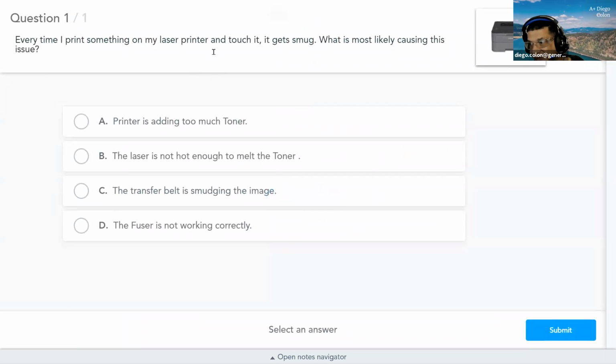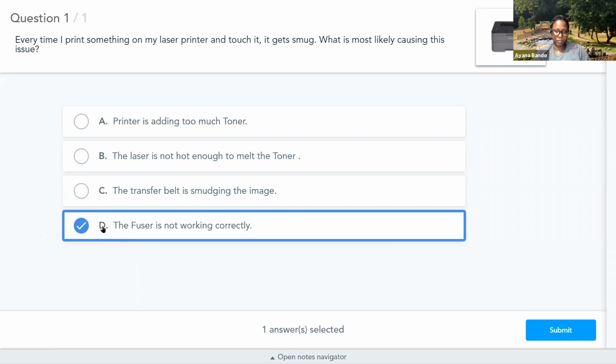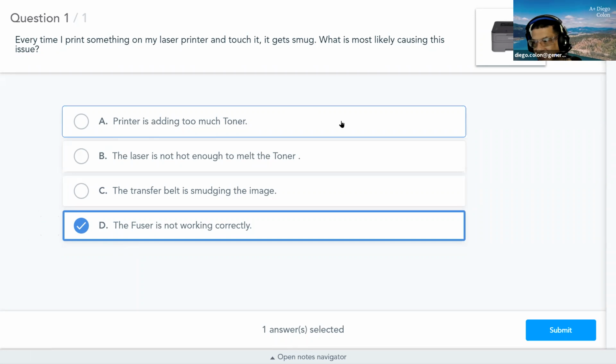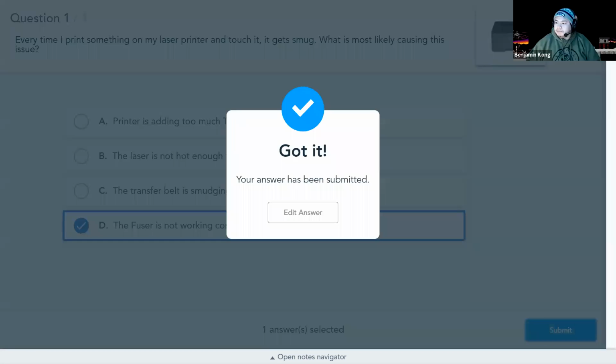So every time I print something, my laser printer, and I touch it, it smudges. What does that? The fuser isn't working correctly. Everyone agree? The fuser? I agree. Yes. Definitely. It is the fuser.